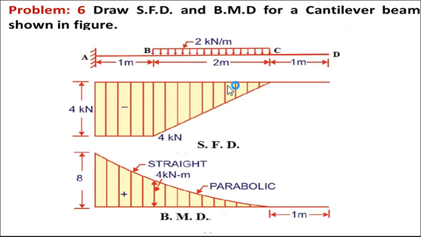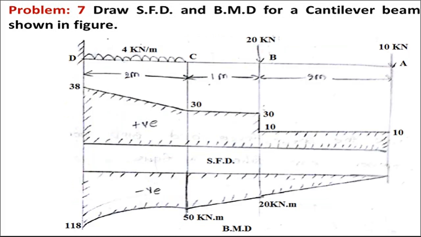Now see this problem. In this case, only UDL is acting. Its total reaction will be 2 into 2, 4. Here there will be 4 kilonewton reaction at A, Y. And then just draw the shear force diagram and bending moment diagram. Under the UDL, what will it be? Under the UDL there is an inclined line, and under an inclined line, what will it be? Parabola, a second degree curve. Okay.